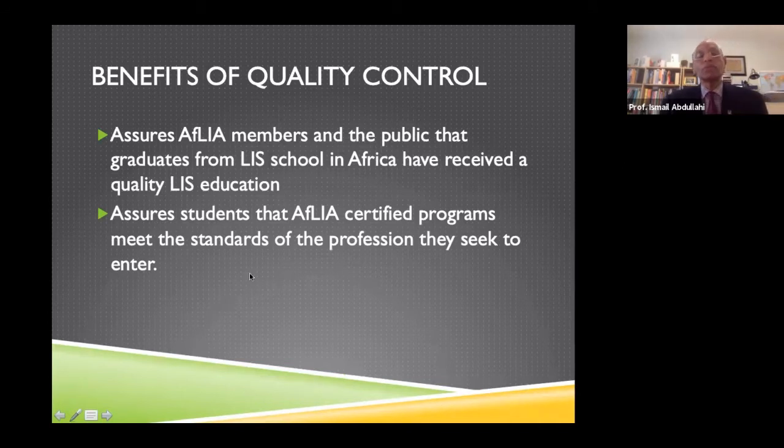What are the benefits of quality control? As you know, in other sectors, there is a lot of discussion about quality control of products, to make them more marketable, more usable. But in education also, it is very important to have that kind of quality control. Quality control assures AfLIA members and the public that graduates from LIS schools in Africa have received quality LIS education.